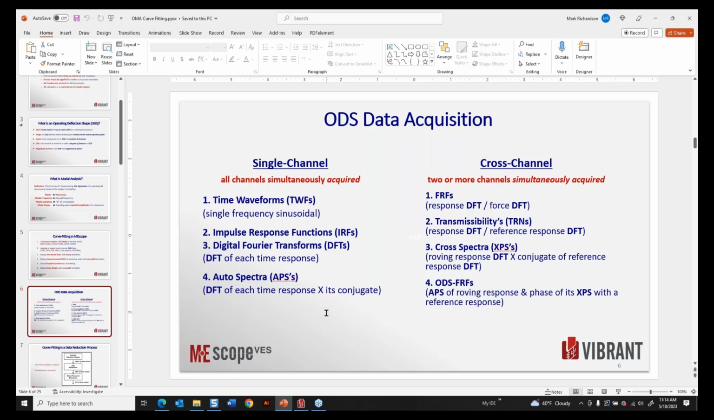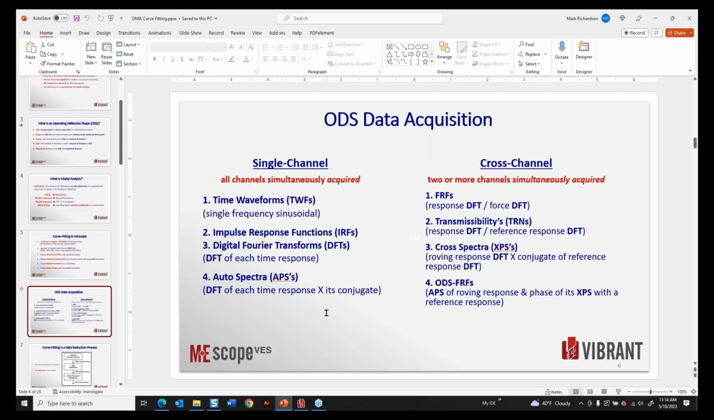The most common way of collecting data for modal and curve fitting in MEscope is what we call an FRF, and it's defined as the DFT of the response divided by the DFT of the force. Now, there can be many forces, so we need to acquire them all as time waveforms, and then process that data to come up with an FRF between each response and each force. That's called a multiple reference set of data.